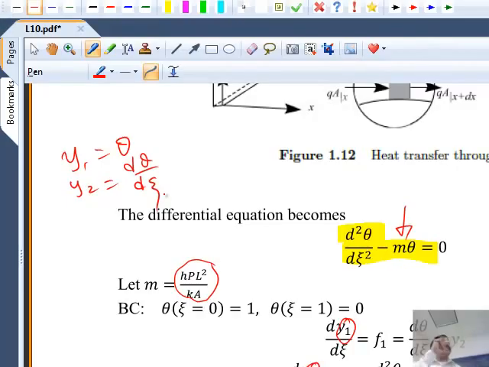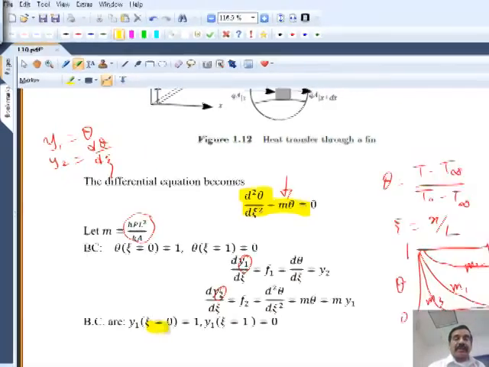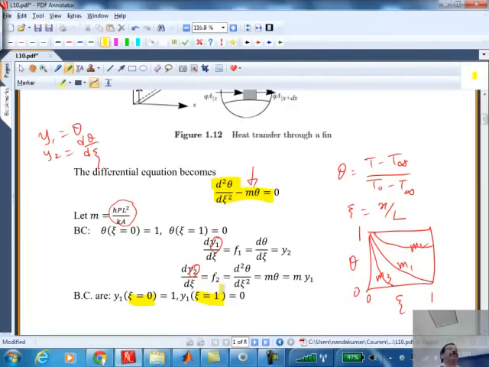Now, the reason it is called a boundary value problem, we saw, is because the conditions are given at two independent locations in the independent variable. At psi is 0, y1 is 1, and at psi is 1, y1 is 0. That is why you have a boundary to your domain. Okay? And at those ends of the domains, these values are given. That's why it's called a boundary value problem. Okay. Any questions on that part?